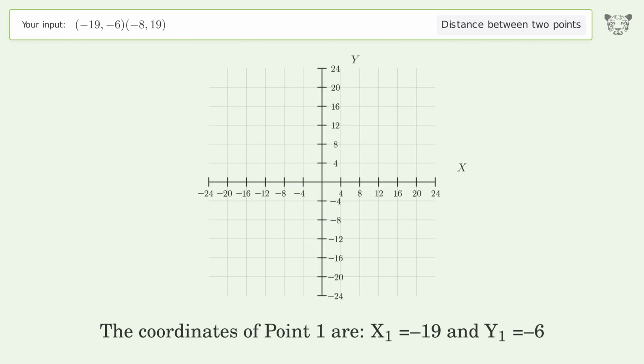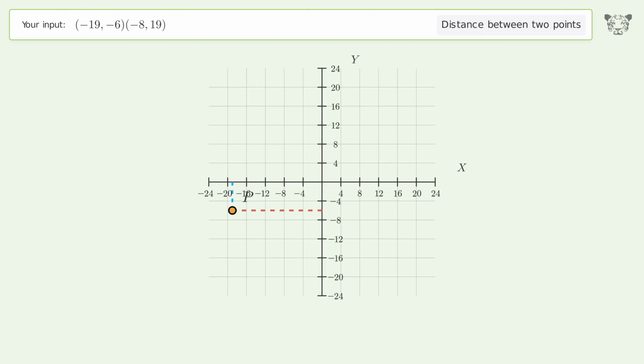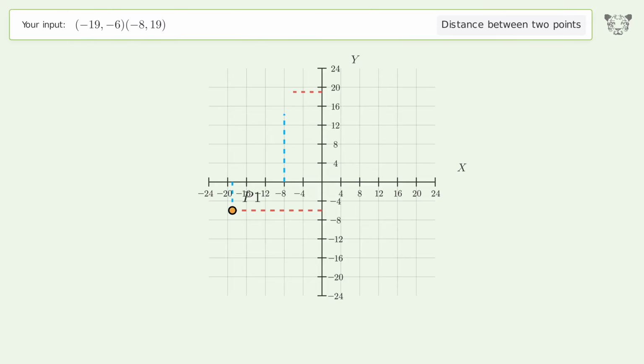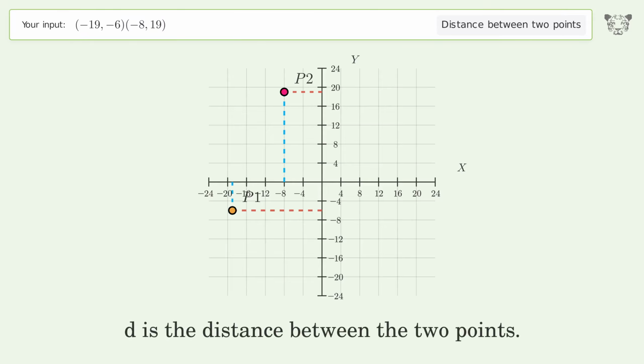The coordinates of point 1 are x1 equals -19 and y1 equals -6. The coordinates of point 2 are x2 equals -8 and y2 equals 19. D is the distance between the 2 points.